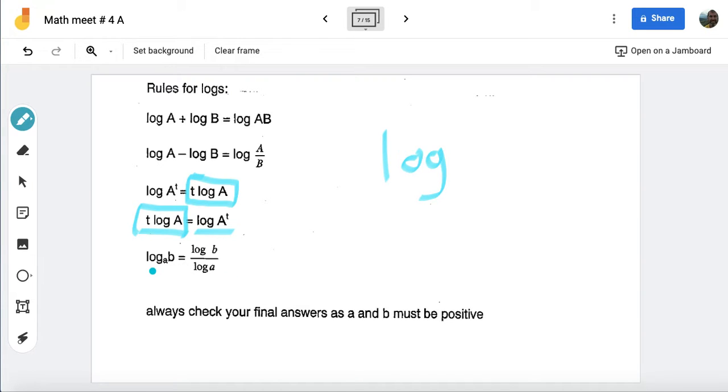And then, I'm not sure how often it would show up as helpful without a calculator, but log base a of b is the same value as log of b divided by log of a. Sometimes that shows up when you're multiplying logs together and you can cancel out numerators and denominators. Always check your final answers, as a and b must be positive.